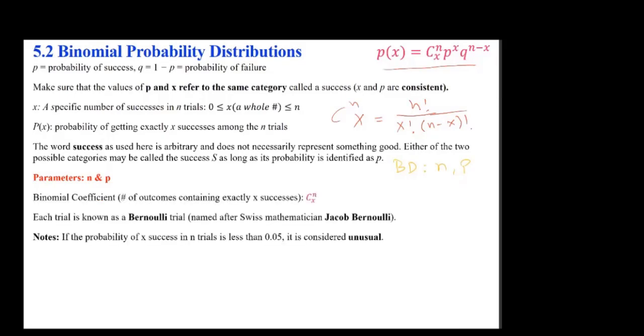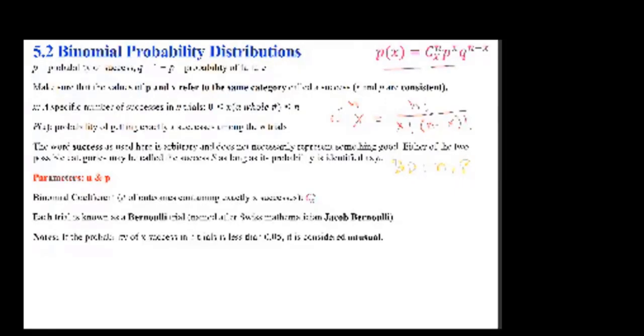Binomial coefficient, the number of outcomes containing exactly X successes. Each trial is known as a Bernoulli trial, named after Swiss mathematician Jacob Bernoulli. Notes: if the probability of X successes in n trials is less than 0.05, it is considered unusual. Again, the formula that I put up for you is being explained here, and as far as the terminology, Bernoulli trial, we simply call it a trial.